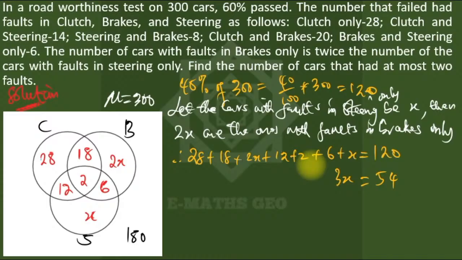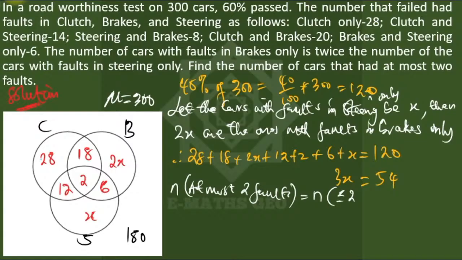So 66, that is it, 54. So for now, let's not get X, because now they ask us the main question: find the number of cars that had at most 2 faults. At most 2 faults means number less than or equal to 2 faults.